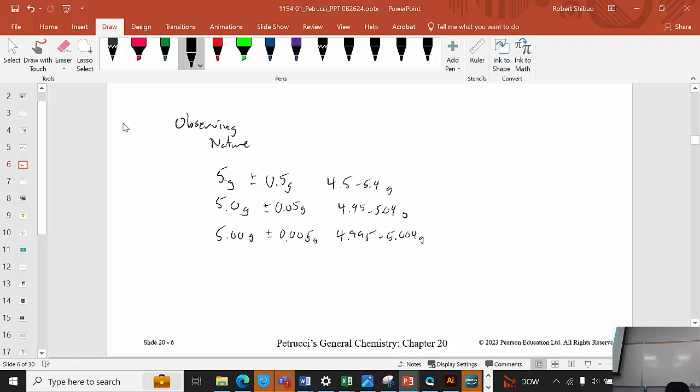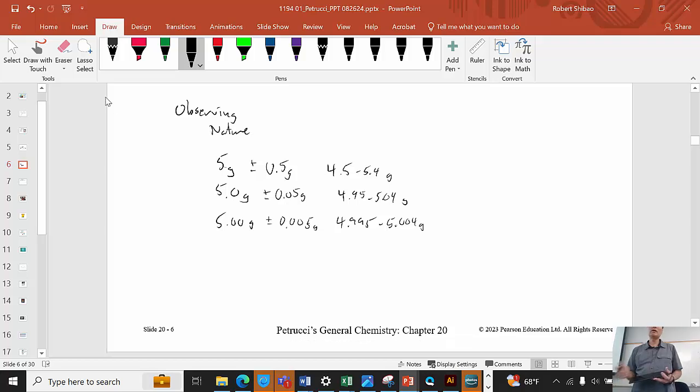Higher precision balances, you're going to pay more for those because they can distinguish between small changes, whereas a less precise balance won't be able to distinguish between small changes because the next unit it's going to go up to is 6, or go down to 4. And so it can't read anything between 4 and 5 and 5 and 6. And so that's precision. The other way we think about precision is by agreement between measurements.